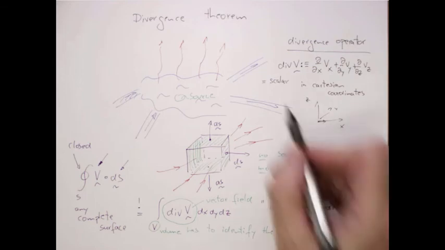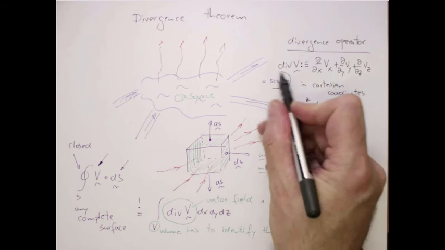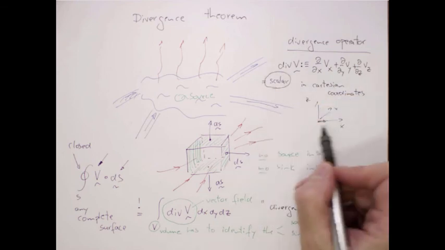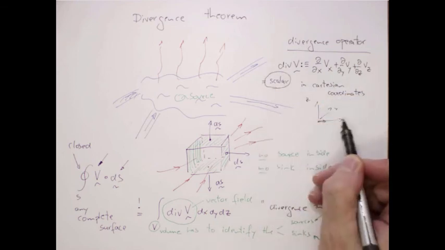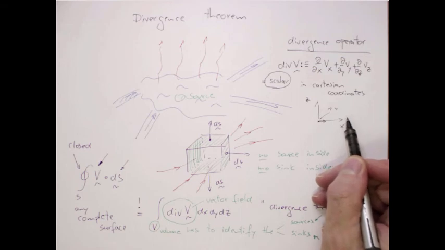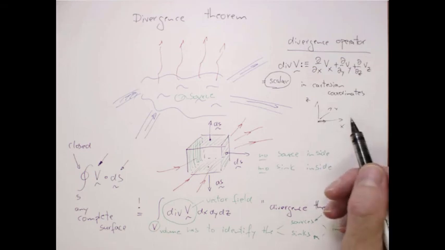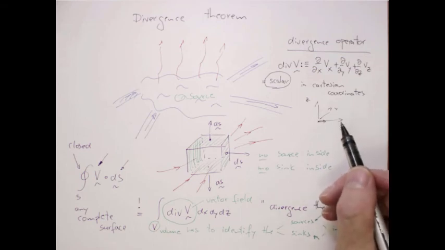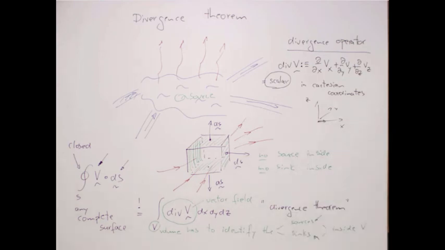If this scalar turns out to be negative, that means in one of those three directions there will be a negative change to the vector field. And that means there is a sink somewhere inside that volume. In words, one might say that integrating flux over a closed surface is equal to the volume integral of the divergence of that flux inside that surface.